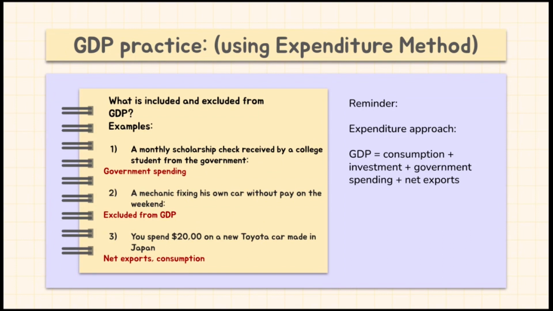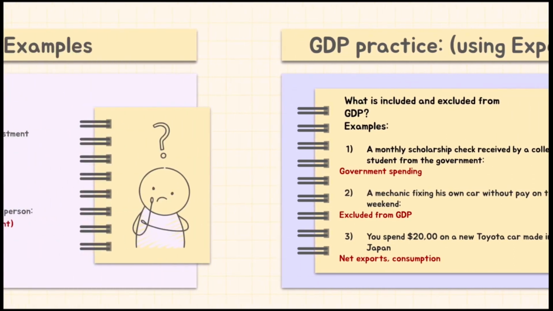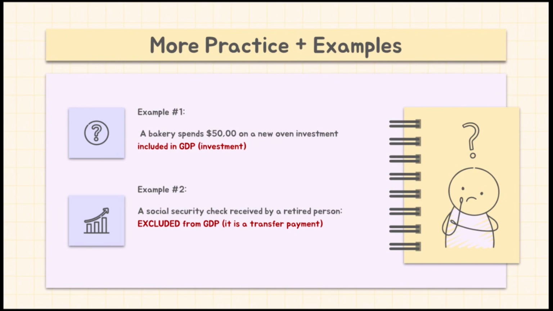Then we have a $20,000 new Toyota car made in Japan. So if you are living in Canada, then this will be actually bought from Japan, so that will include net exports, and you are paying the $20,000, so that will be included as a consumption part. Now more examples, a bakery spends $50,000 on a new oven investment. So this will be included because it explicitly says it's an investment and the bakery is actually spending that money.